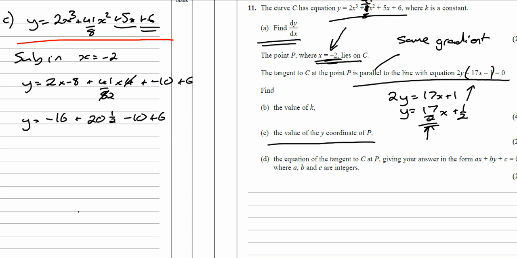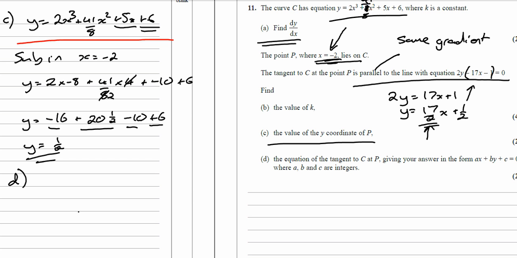Okay, so if we just deal with the whole numbers, minus 16 minus 10 is going to be minus 26, plus 6 is going to be minus 20. Minus 20 plus 20 and a half leaves us with y equals a half. That's it for those 2 marks. So y equals a half. And now finally, we've got part D.